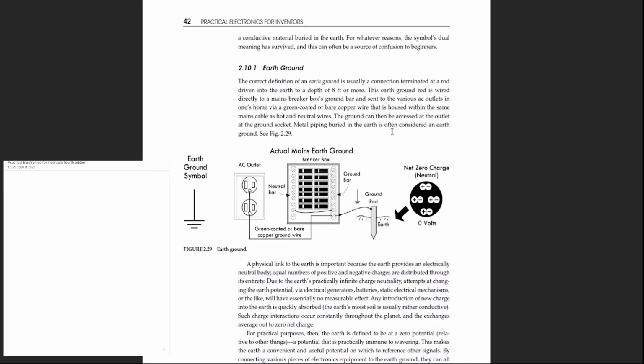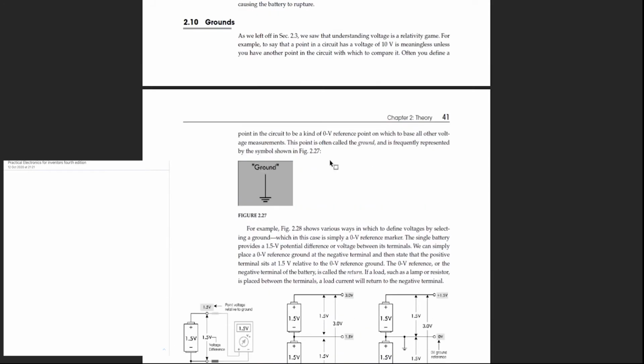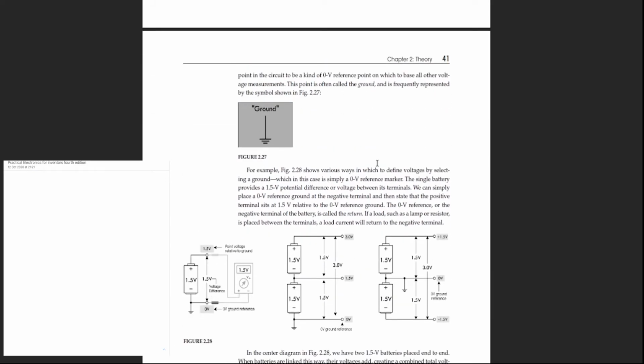So the correct definition of an earth ground is usually a connection terminated at a rod driven into the earth to a depth of 8 feet or more. That's like a proper earth ground. So alright. I'm just gonna summarize this mostly, because I would like to know the difference, but I suppose for my second year course I don't really need to know. So yeah, catch 22 here, but I'll try and do it quickly.